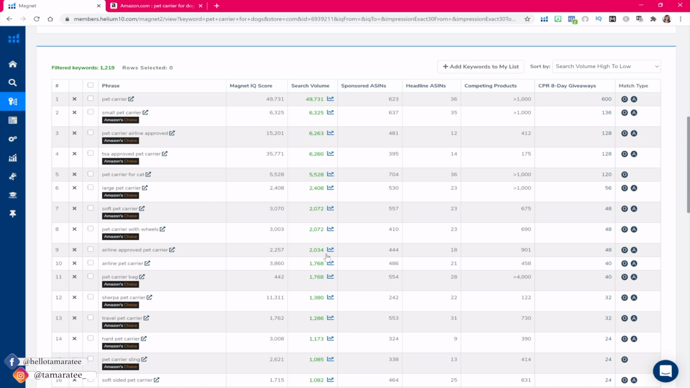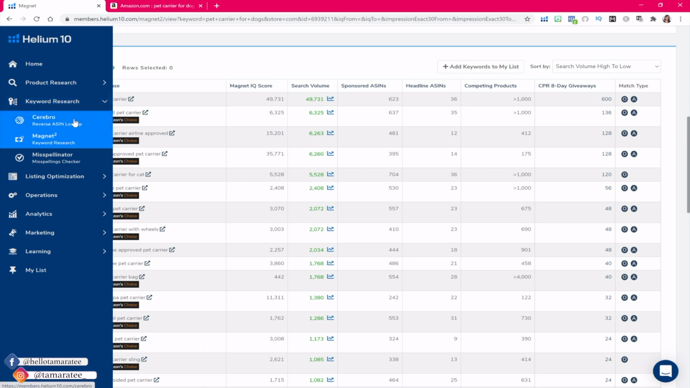This is what you need to analyze when you are looking for products. Is there a good enough demand? Is there no demand? Is there too much demand? If your search volume is in the 6-figure range, that is a very oversaturated product. Another cool thing to consider is using Cerebro.